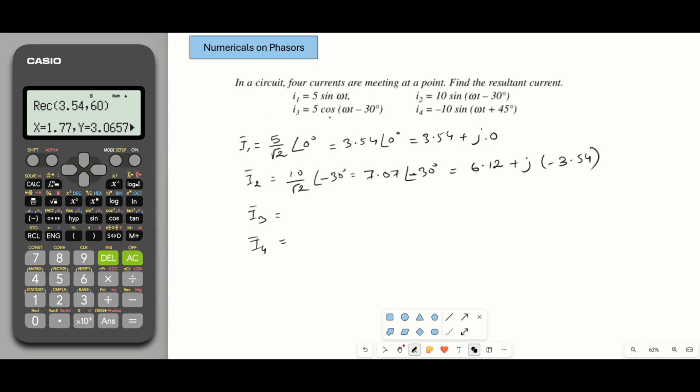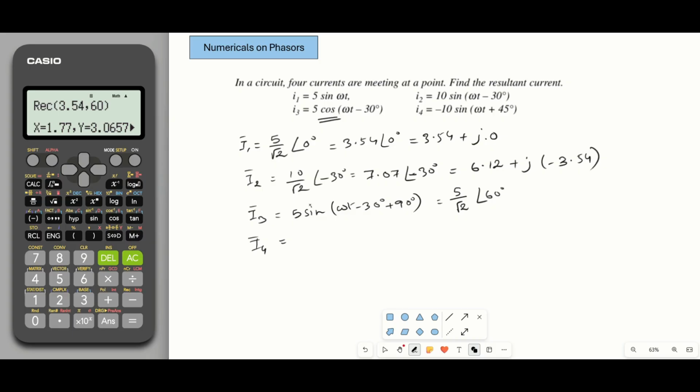In the third case, as you can see here, we have a cosine term. If we convert this into sine, then I3 equals 5, omega t minus 30 degree plus 90 degree, as we know the conversion of cosine to sine. So this will be 5 sine omega t plus 60 degree. For converting, it will be 5 divided by root 2, angle will be 60 degree.